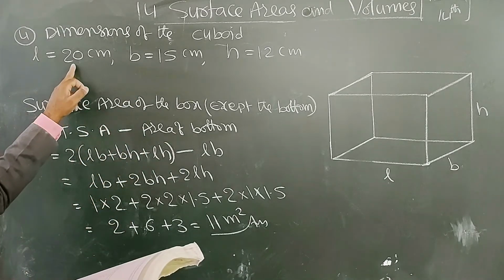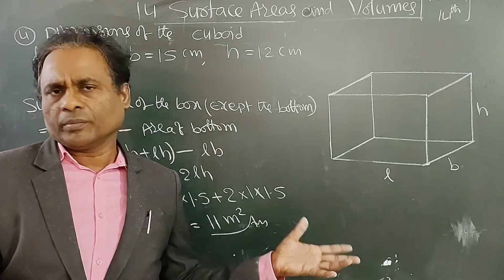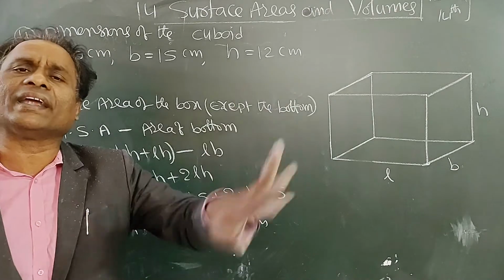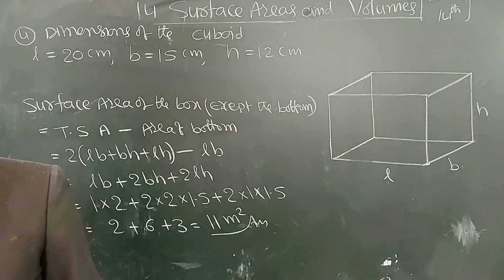So 20 is the length, 15 is the breadth, 12 is the height. Because a cuboid has three dimensions: one is length, one is breadth, one is height. Like that, in the same order we take length, breadth and height. Write down, students.